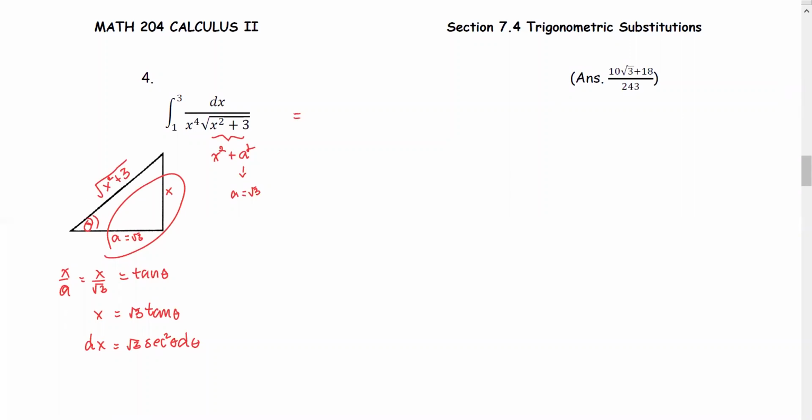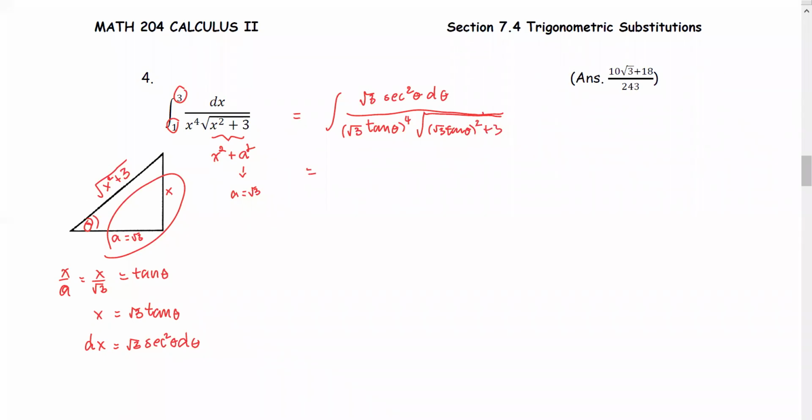Now, we are going to work on the indefinite integral version of it. And then we'll come back to work on the lower and upper limit later, just to reduce the complication. So in the integral, the dx will be replaced with the square root 3 multiplied by the secant squared theta d theta. X to the power 4th is the square root 3 times the tangent theta to the power 4. Square root of x squared plus 3 becomes the square root of square root 3 tangent theta squared plus 3 under the square root here.